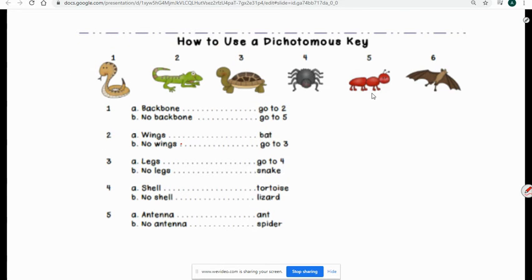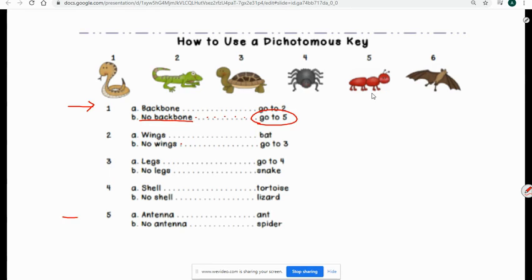Looking at organism number 4. Again, same process as always. Start at number 1. Does it have a backbone? Does it not have a backbone? This one does not have a backbone. So instead of going to number 2, we're going to go to 5. So remember that you're always following the instructions of what it has. This one doesn't have a backbone, so you're going to follow those instructions, go to 5.